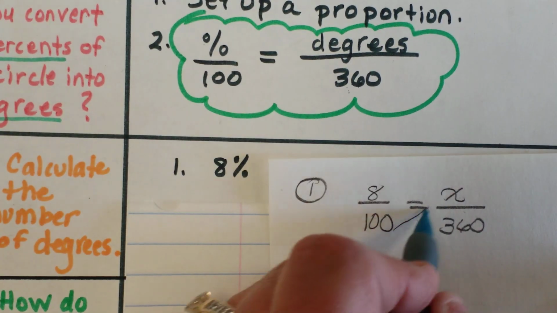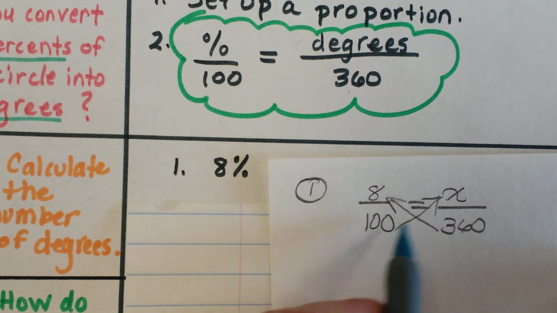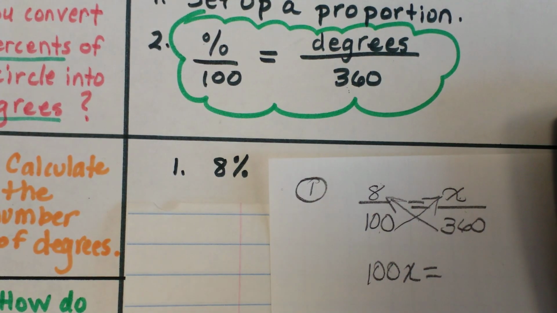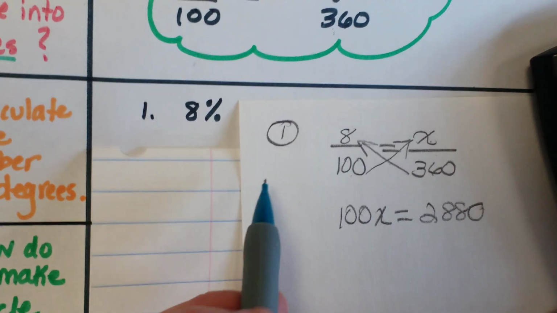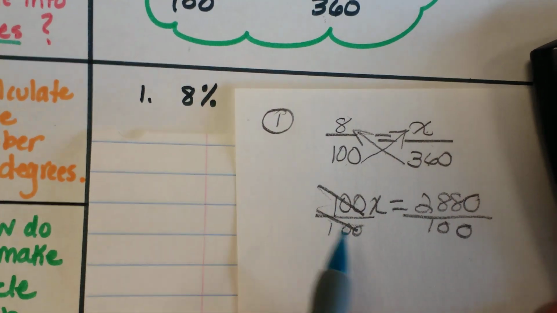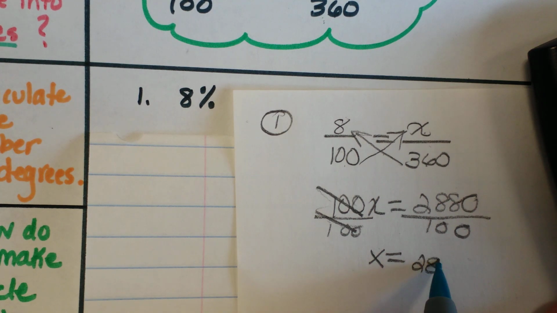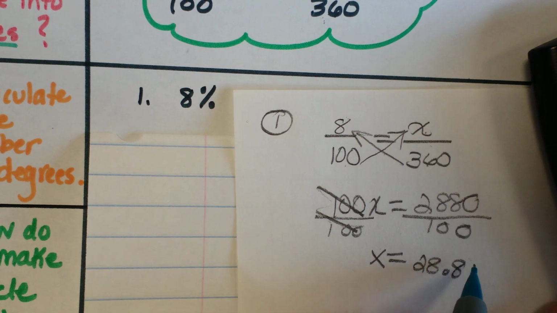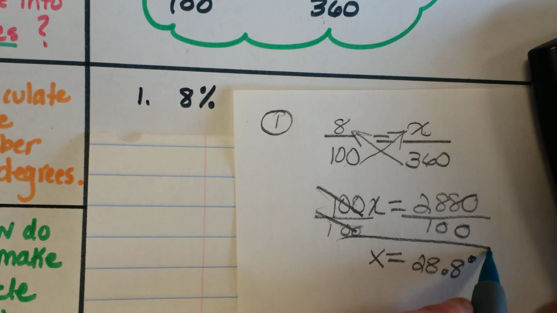Now from here, this part you're really good at. We're just going to cross multiply. 100 times X is 100X. And I have no idea what 360 times 8 is. Luckily, this is a calculator activated chapter. So 360 times 8 gives us 2,880. Now we're going to divide both sides by 100. Hundreds cancel out, and when you type that into your calculator, you're going to get 28.8. So X is equal to 28.8 degrees.